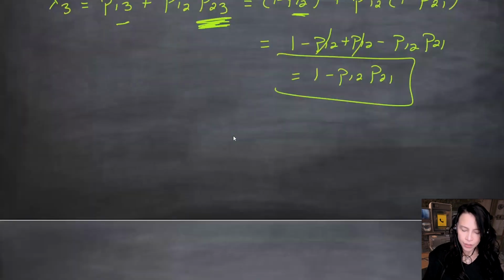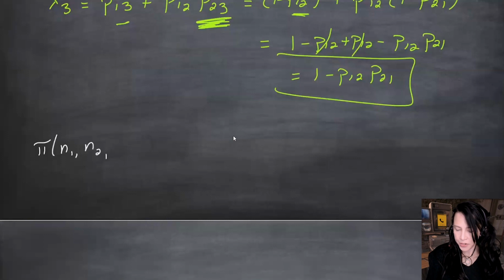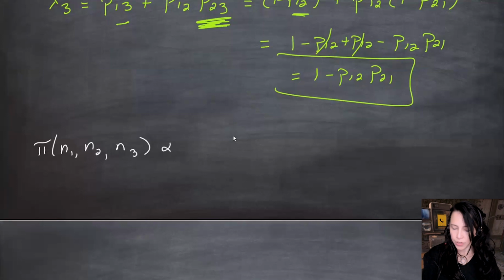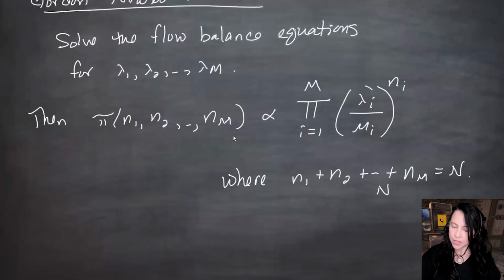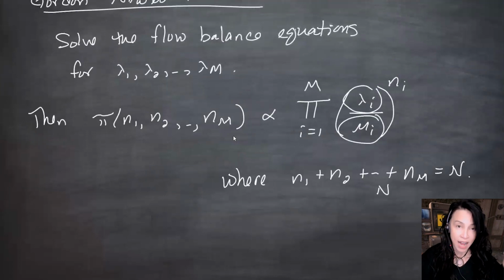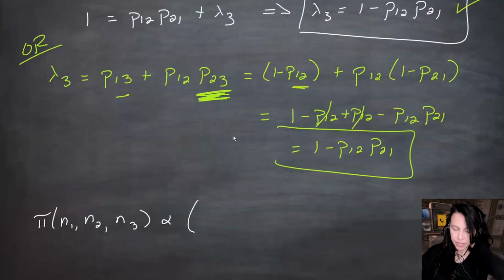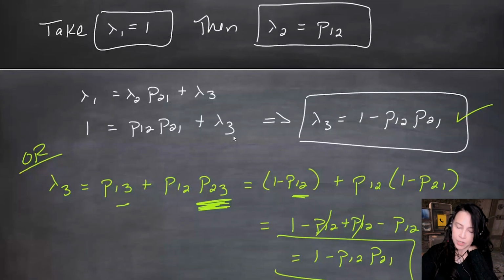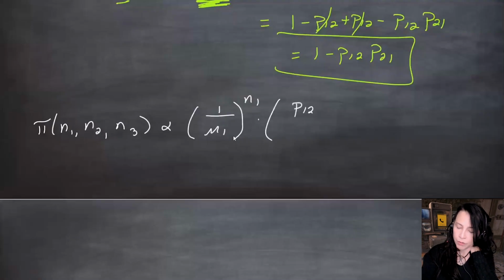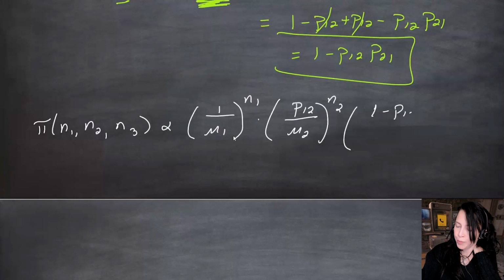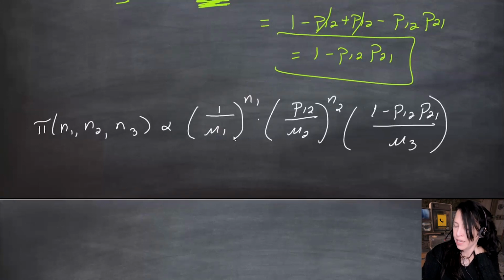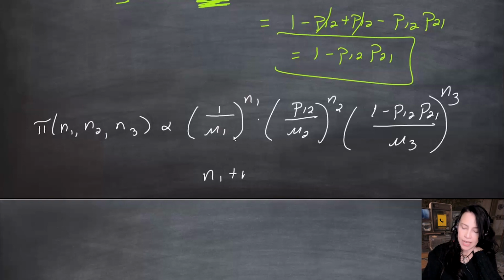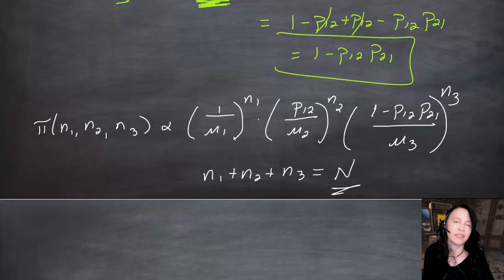Okay, so the Gordon-Newell theorem, or Jackson's theorem for a closed network, says that the stationary distribution here is proportional to, let me go back up here, you take each lambda and you take each service rate. The service rate at server i is mu i, and you put this together. So we have 1 over mu 1 to the n1 times p12 over mu 2 to the n2 times 1 minus p12 p21 over the service rate at server 3, to the n3. And then we need n1 plus n2 plus n3 to be a given constant. So that's another parameter of the model, the total number of pallets in your warehouse.